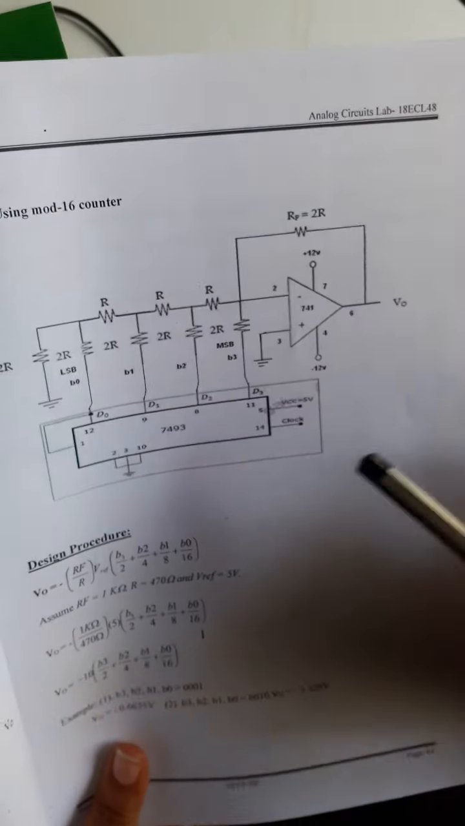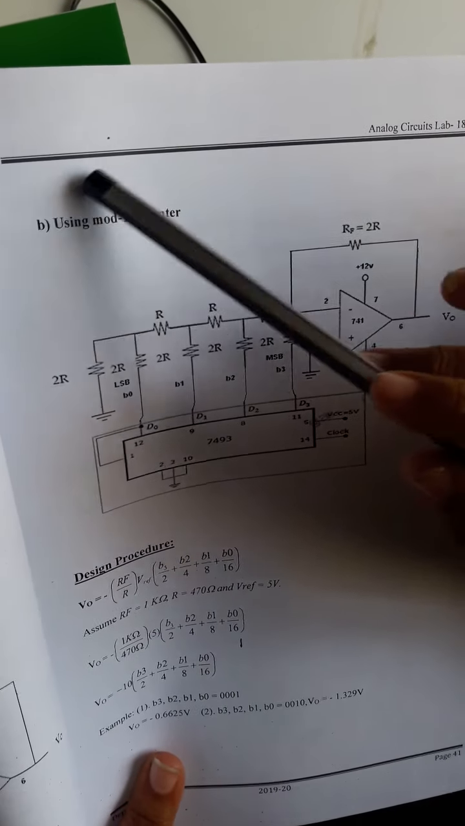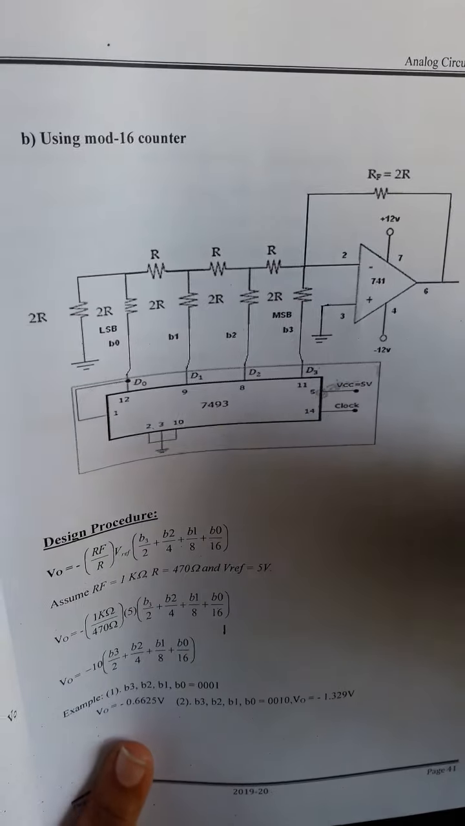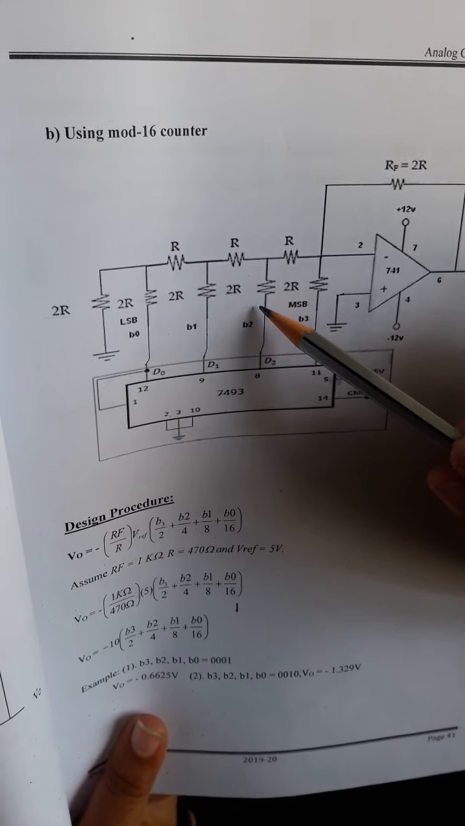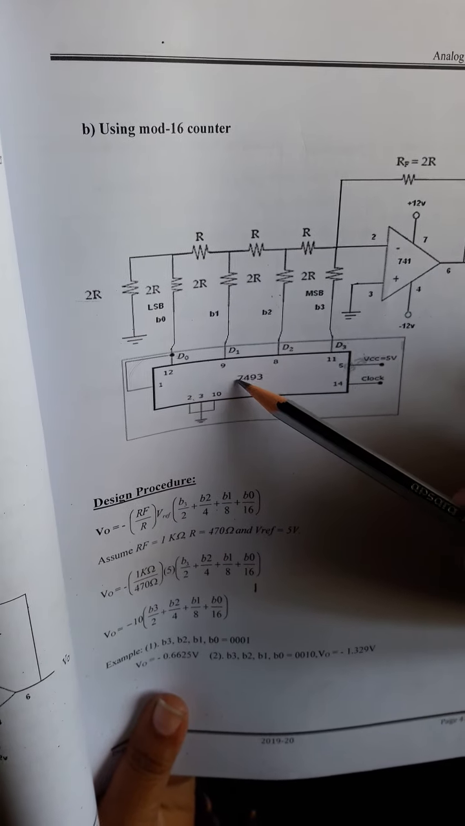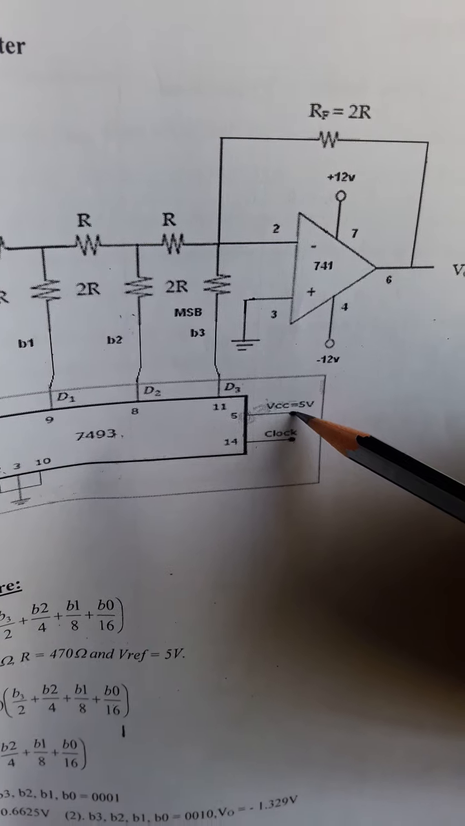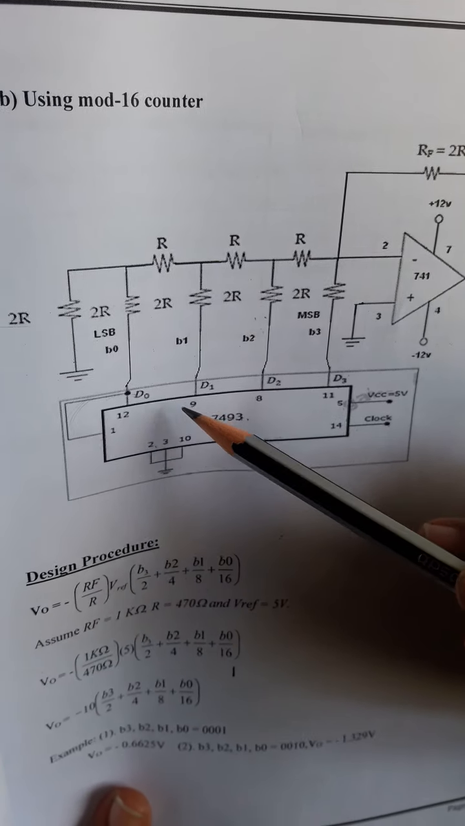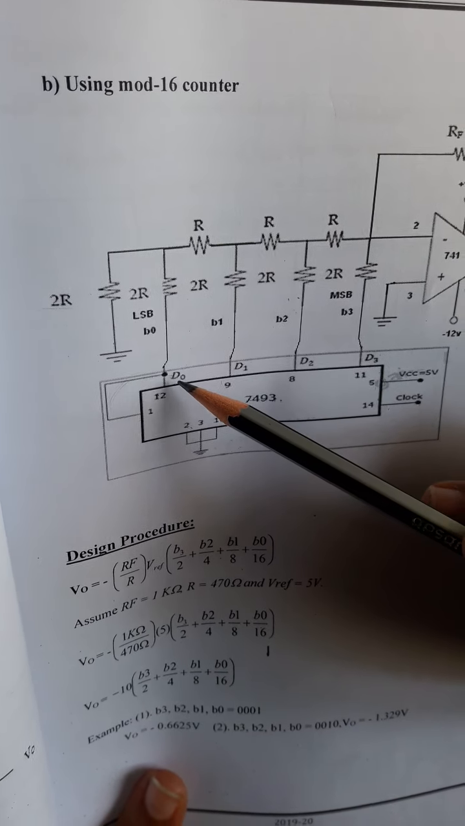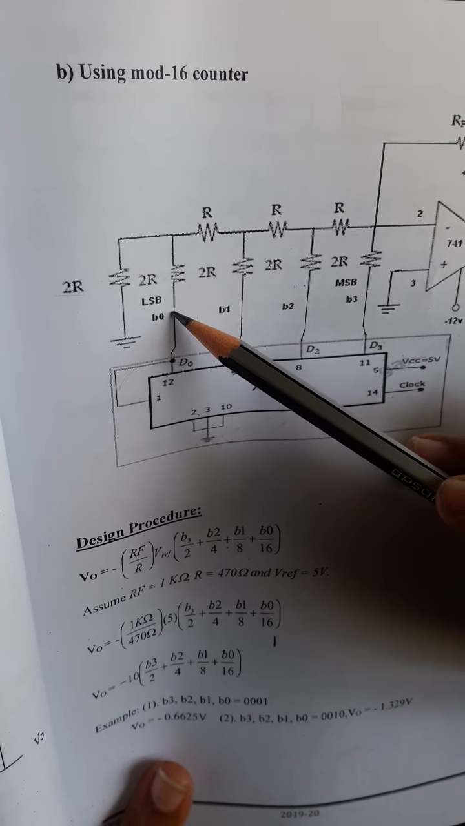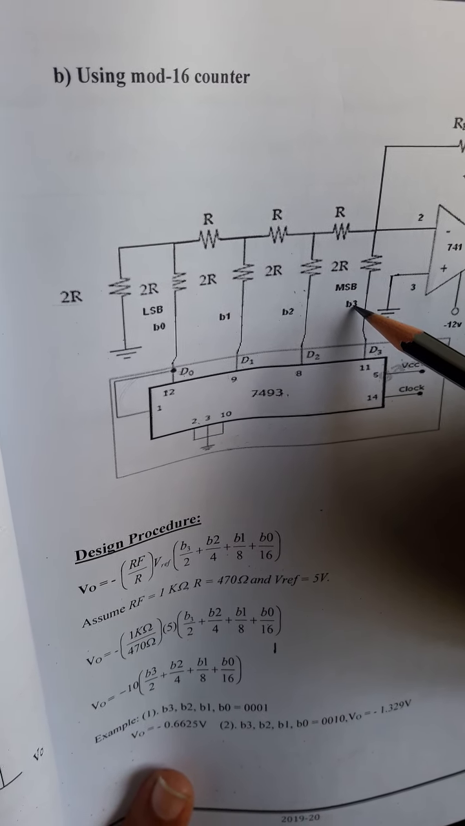This is the continuation of the R to 2R ladder network using a mod 6 counter. Using the mod 6 counter means we are using the 7493 IC to give the inputs here. In the 7493 IC, pin number 14 represents the clock, VCC is 5 volts, and pins 11, 8, 9 and 12 are the inputs given as bits. This represents D0, which is connected to B0, D1 to B1, D2 to B2 and D3 to B3.